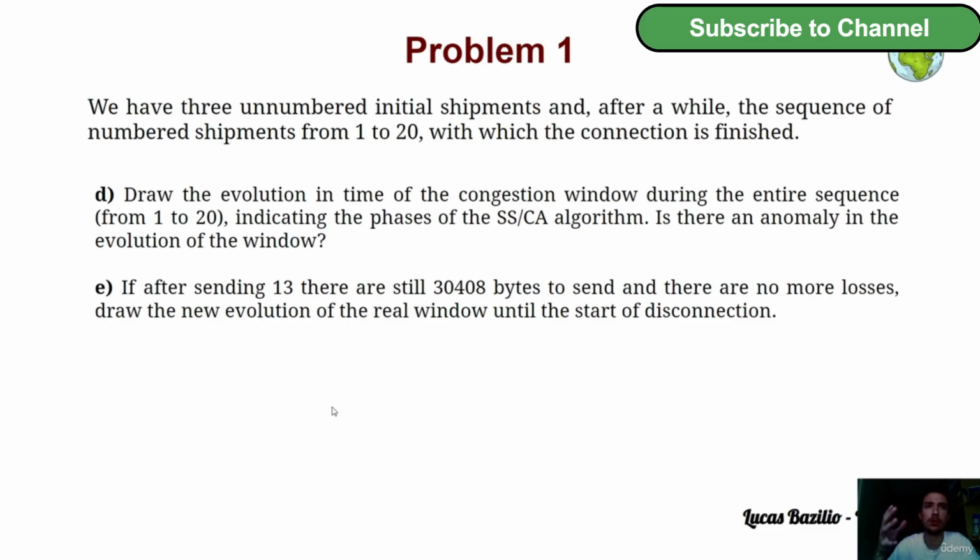Since this is a question where we need to draw the evolution in time of the congestion window during the 20 frames, we will have a plot. Right, we will have a graphical representation.